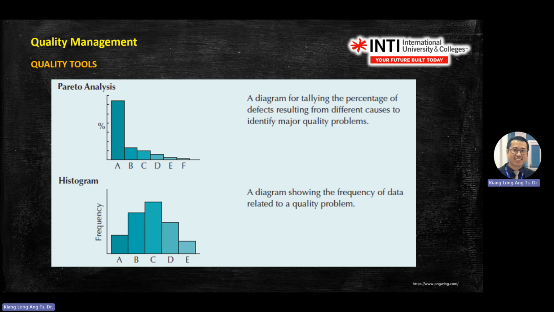Pareto analysis and histogram that you have learned in your mathematics. Pareto is more on the percentage. Histogram is more on the frequency or number. The only difference is the y-axis. If you change your y-axis into numbers or the frequencies, frequency means how many times it happened: 4 times, 5 times, 6 times, numbers. If you change into percentage, it means out of 10 times, how many it happened. Like 10 times, 2 times happened. So 20%, you plot 20%. Okay.